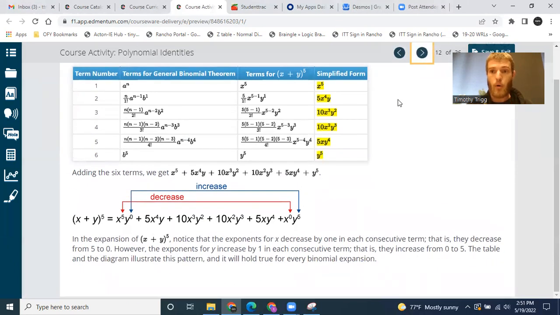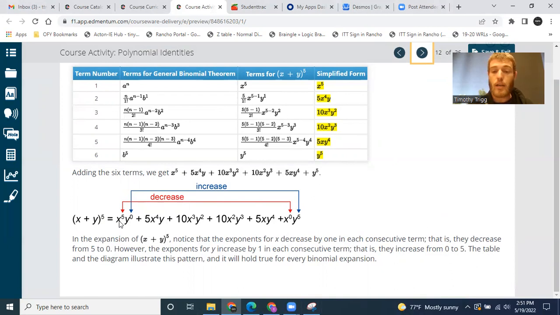But I do want to point out one thing, and this is going to come into play. Notice if I'm doing x plus y to the power of 5, I want you to notice what happens to the powers of x and y here. I'm looking on page 12, by the way. Notice it's x to the power of 5, y to the power of 0. And then the next term has x to the power of 4, y to the power of 1. The next term has x to the power of 3, y to the power of 2.